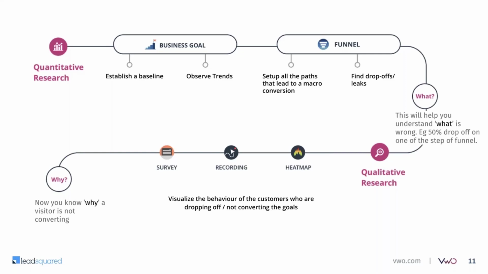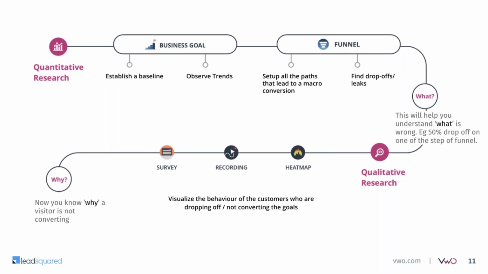Similarly, for let's say a SaaS business, it could be lead generation. So first step is to know your business goals. Know what's the most important goal for you. So by setting up a goal, the first thing that you do is establish a baseline. When I say establish a baseline, what I mean is that you try to understand what your current conversion rates are. And second step is to observe a trend.